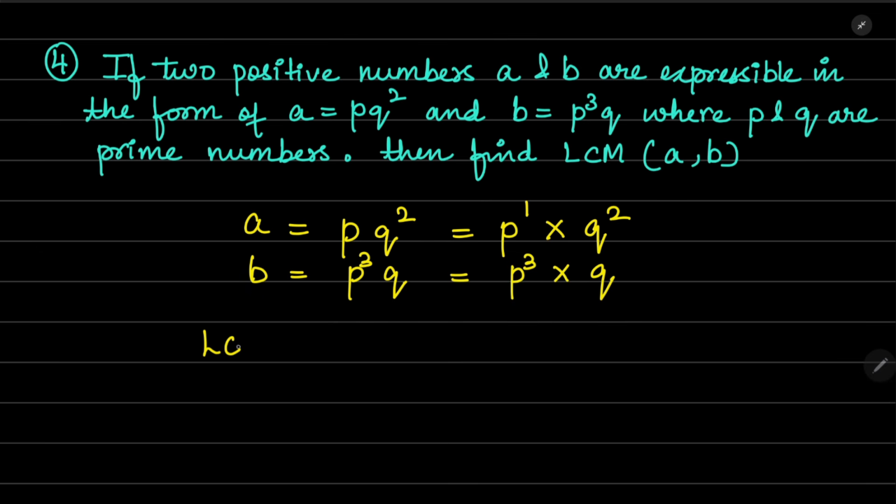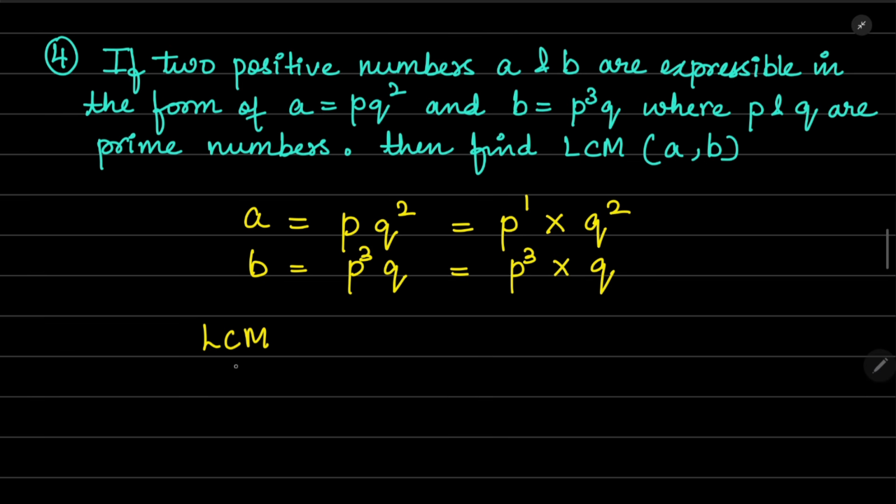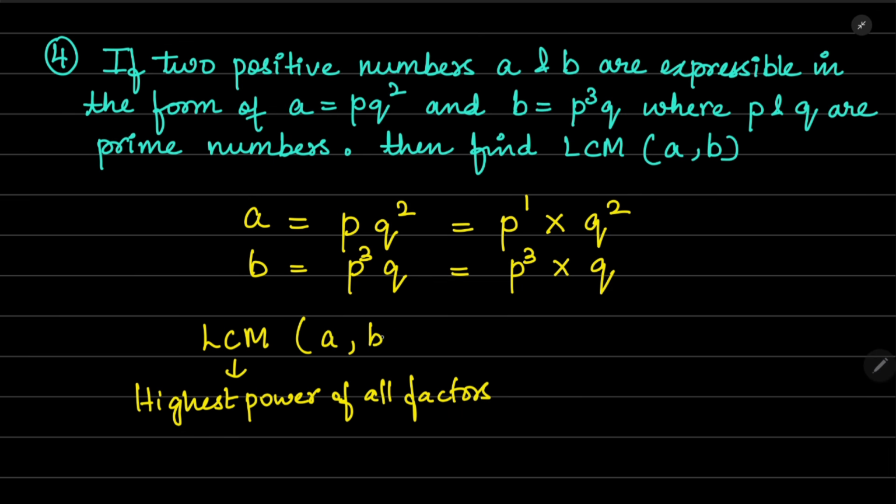You are asked to find the LCM. So what do you have to take for LCM? You have to take the highest power of all factors. So the LCM of a and b will be, take the highest power. The first prime factor is p. For p, what is the highest power? Is it 1 or 3?